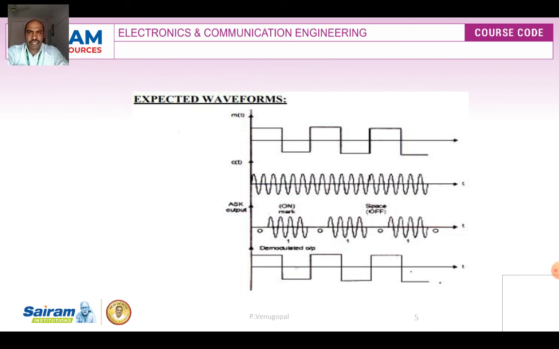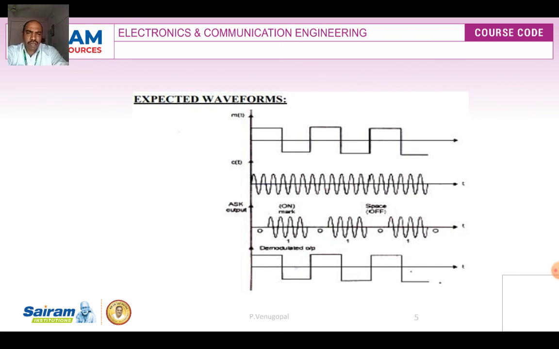The first one is the message signal. The message signal is binary in nature, ones and zeros, 1 0 1 0 1 0. This is the message signal. The carrier signal is continuous in nature. See what happens when the message is high: the transistor is turned on and the amplitude of the carrier is transmitted. When the message is low, there is no carrier, a very negligible amplitude of the carrier is transmitted, close to zero. And again when the message is high, the amplitude of the carrier is transmitted.